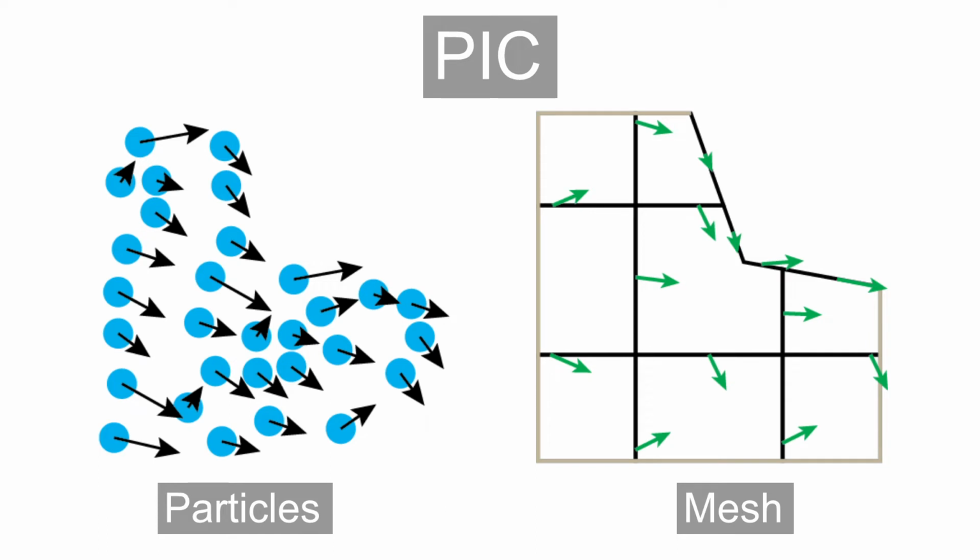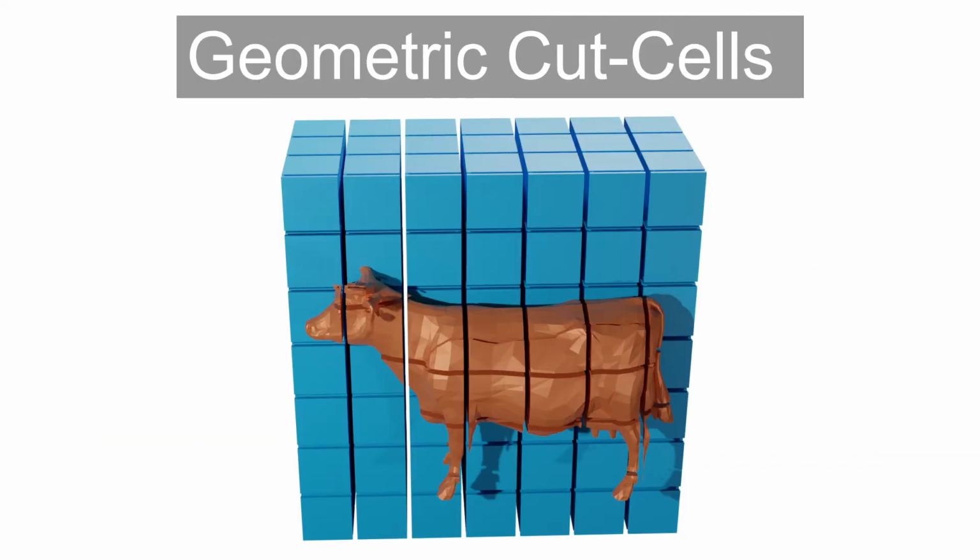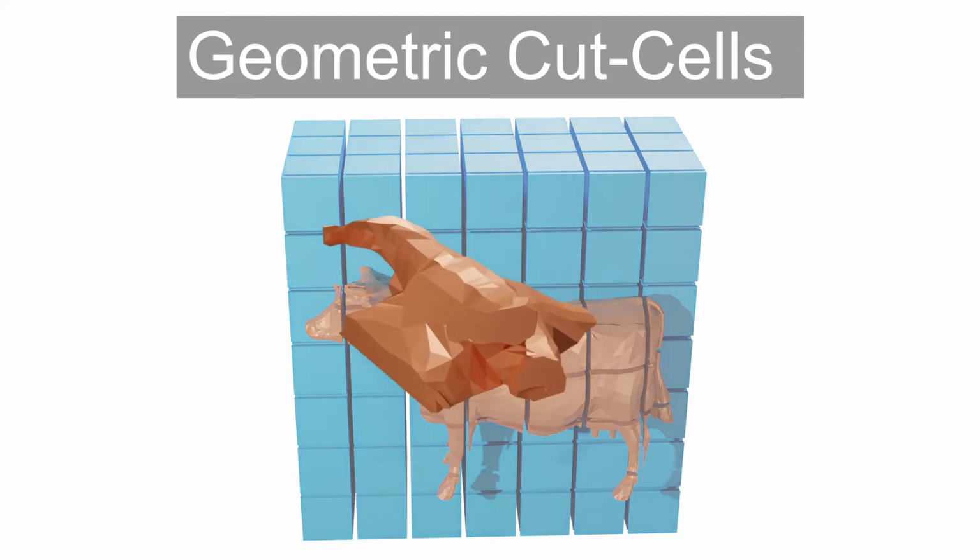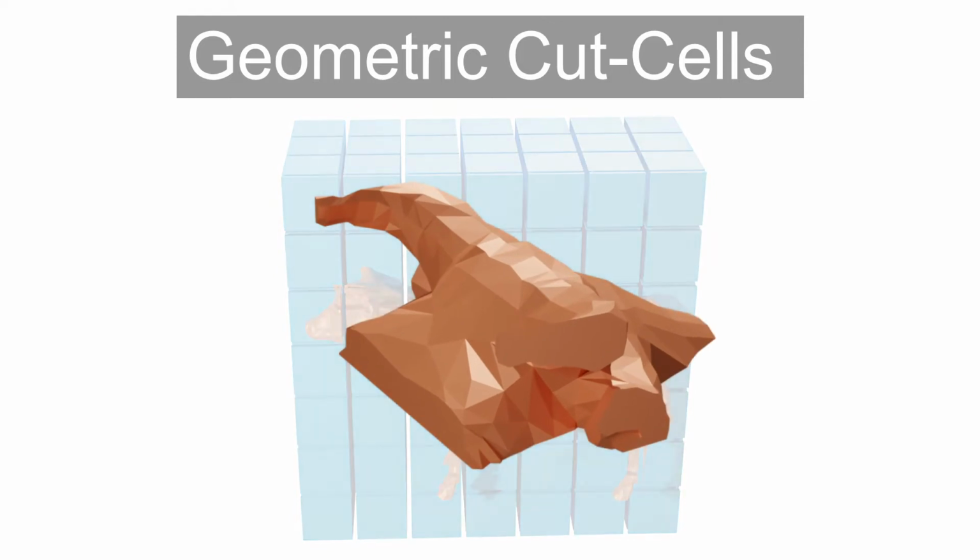PIC creates dynamic fluid flows by simultaneously maintaining two representations of a fluid: particles to handle fluid motion, and a mesh to handle global tasks like maintaining incompressibility of the fluid velocity. Geometric cut cells are a volumetric representation of a simulation domain generated by intersecting a voxel grid with a triangle mesh. The elements, called cut cells, are arbitrary polyhedra but maintain many of the advantages of Cartesian grids without losing the fine details of the triangle mesh.